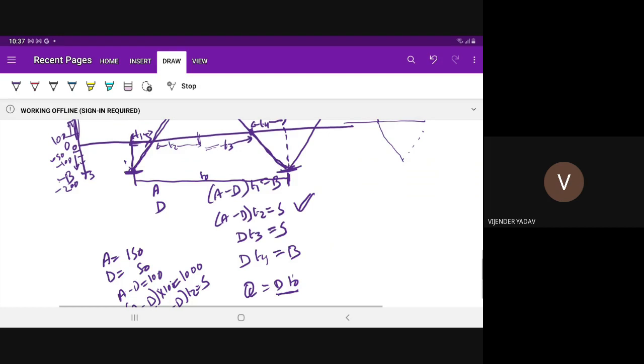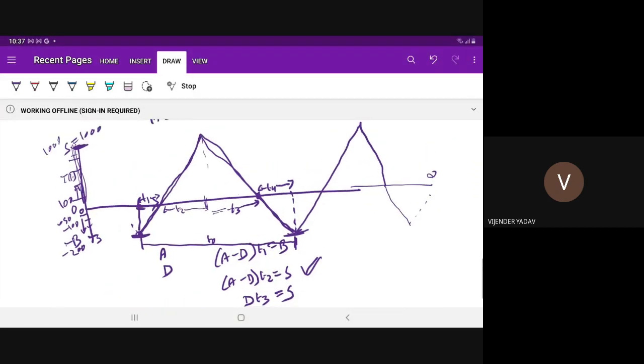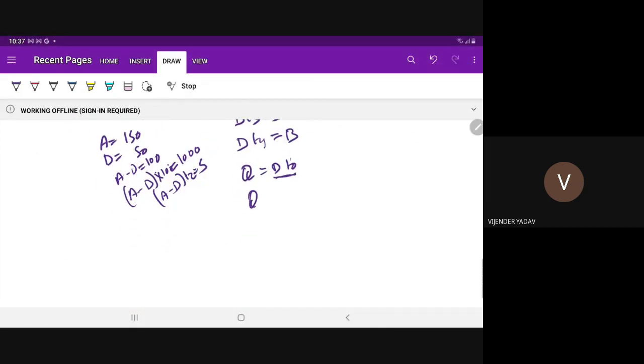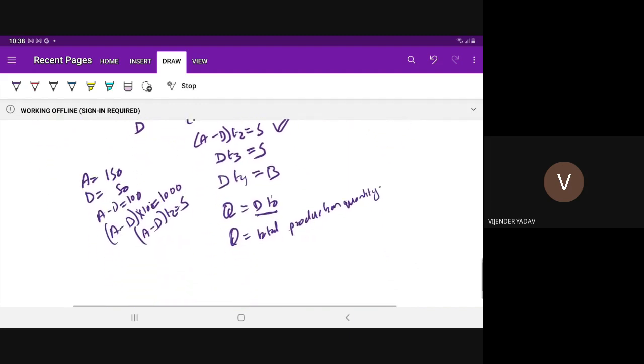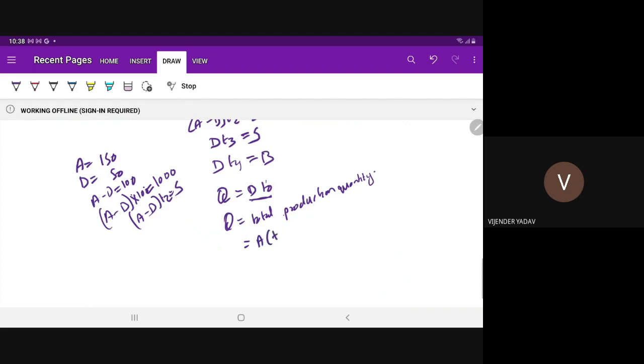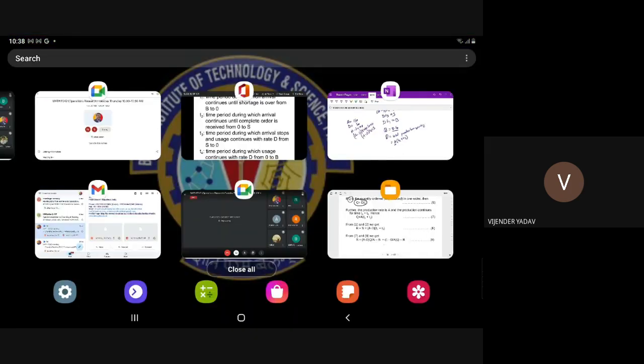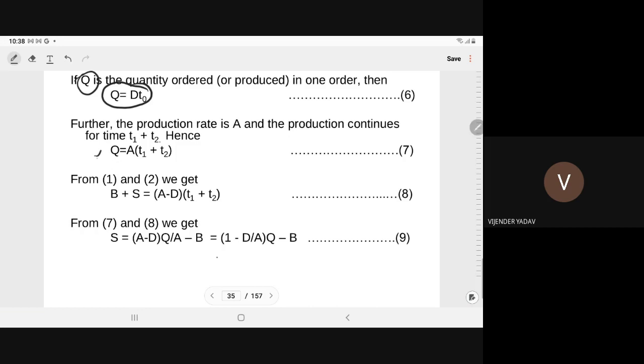One more thing, where we have the Q, right? Q is what? Total production quantity. So where are you producing? You are producing only in this period. So here Q is equal to A in period T1 plus T2. That is our total production. Total production quantity means it is the delivery rate, constant rate, in the period T1 and T2. So here it is given to you, Q is equal to A into T1 plus T2.